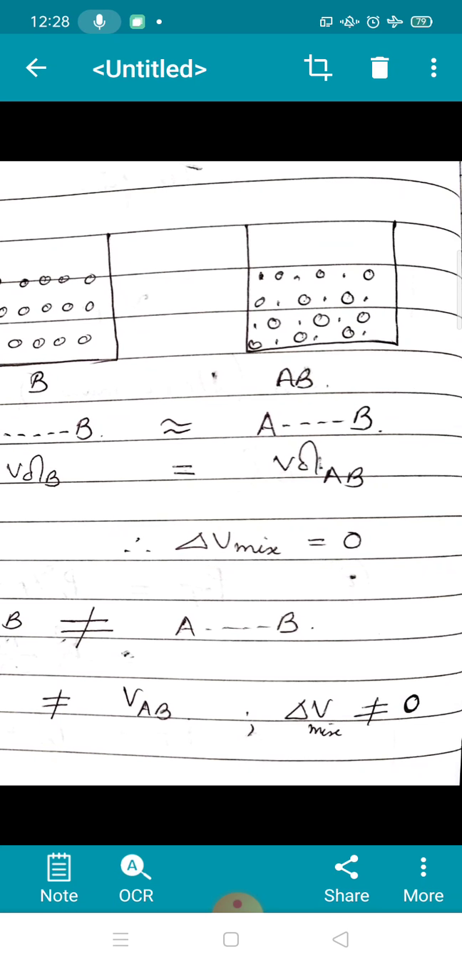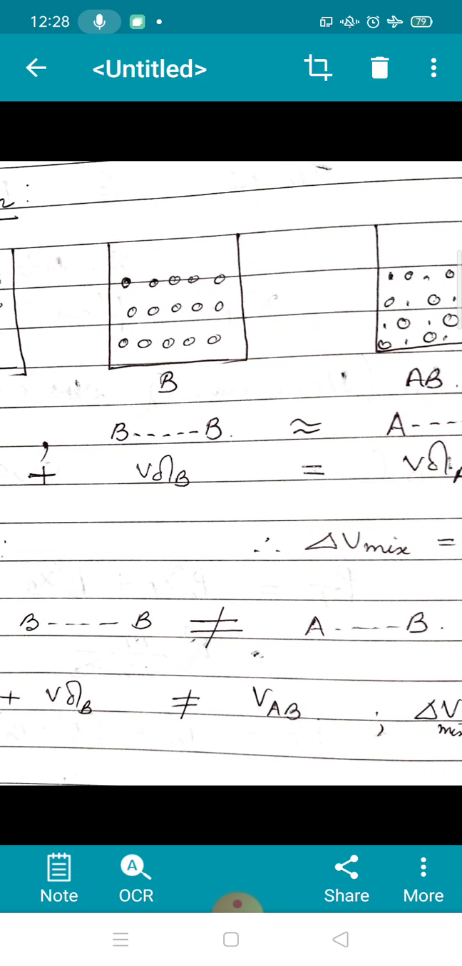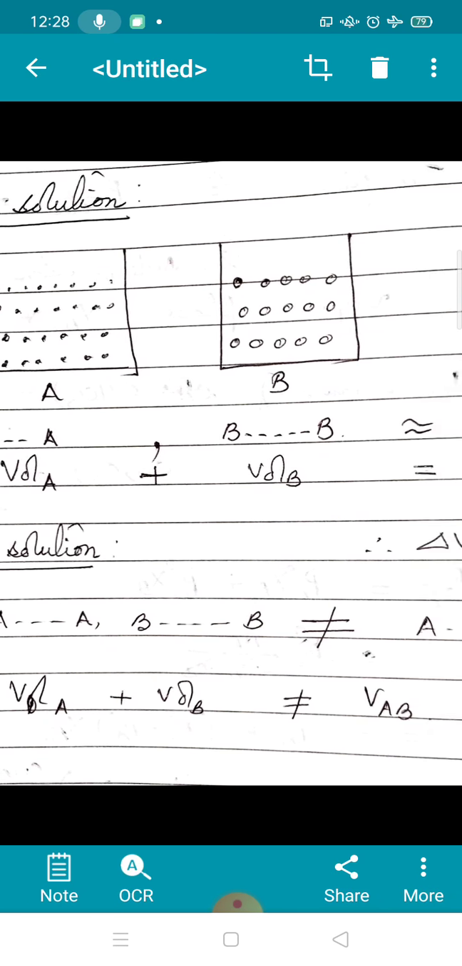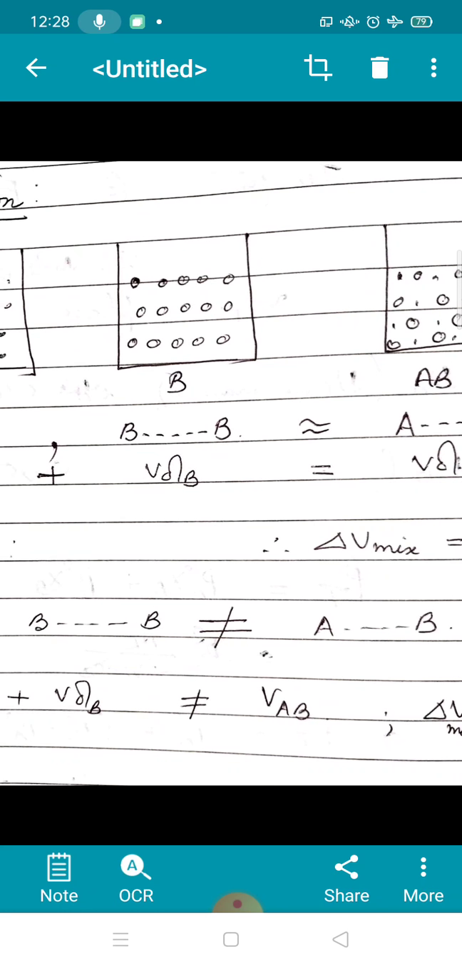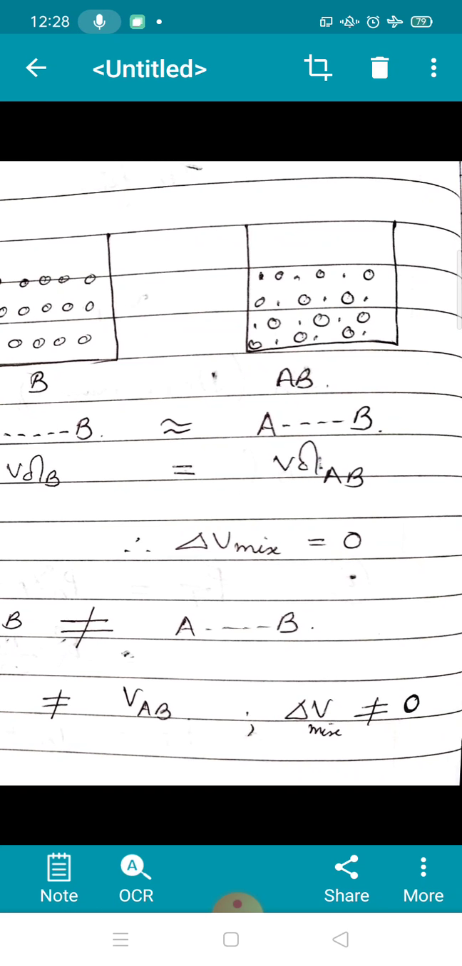And when you mix the two, they form a new volume and that is the volume of AB. See, if I consider that I have taken water 10 ml and alcohol 20 ml, then the volume of A is 10, the volume of B is 20, and when they mix, the total volume is expected to be 30 ml. Am I right? That means delta V mix. What is the meaning of delta V mix? Delta V mix is the volume of solution minus the volume of A and B. That should be equal to 0.